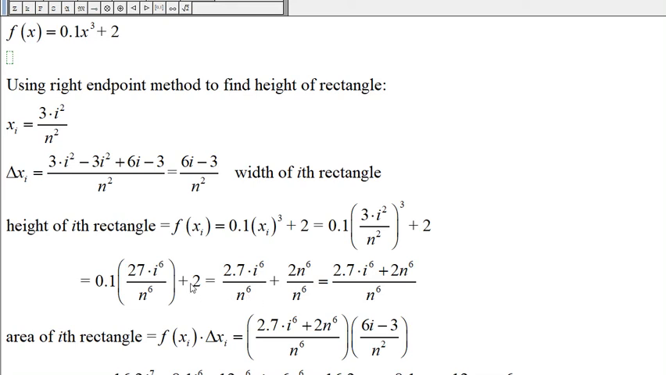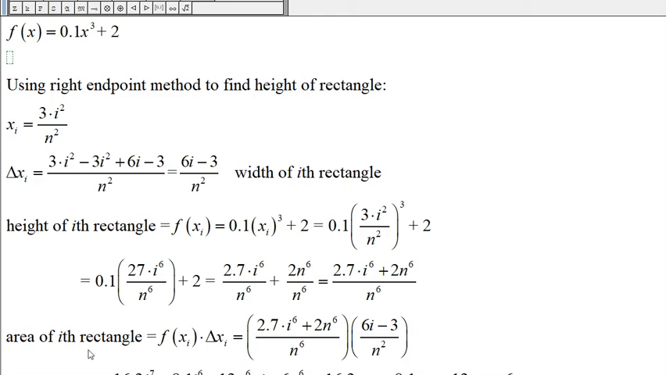And now let's get a common denominator so we can combine this with the 2. So 2 is the same as 2n to the sixth divided by n to the sixth. And the common denominator is n to the sixth, and then we have 2.7 i to the sixth plus 2n to the sixth. And so this is the height of the ith rectangle in terms of n.